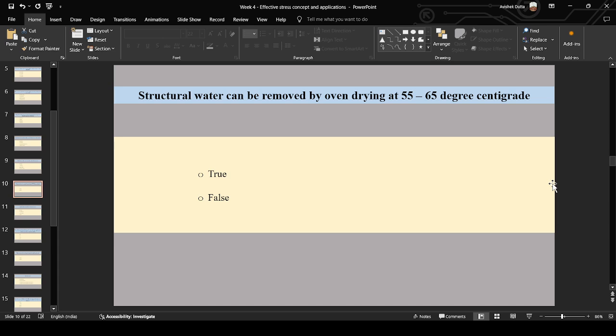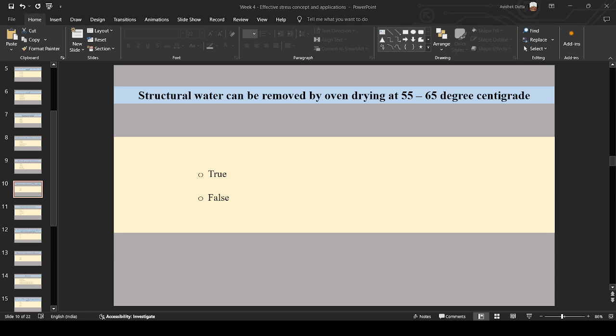Structural water can be removed by oven drying at 55 to 65 degrees centigrade. Is this statement true or false? Whatever the answer may be, you have to come up with the justification behind this.